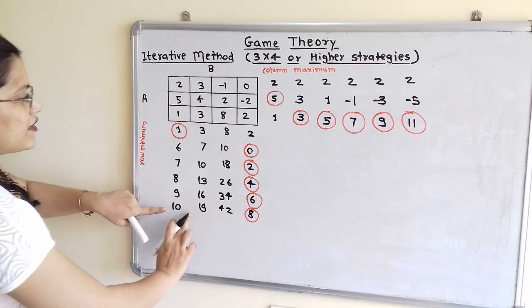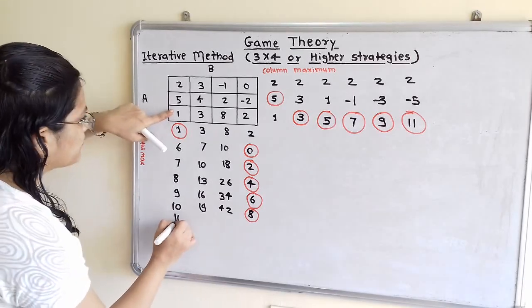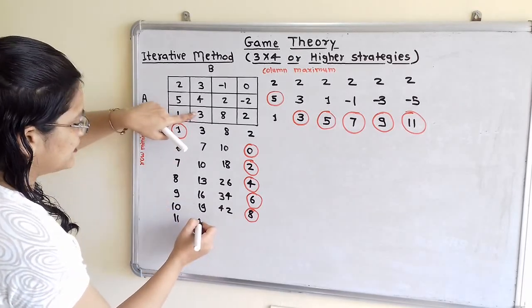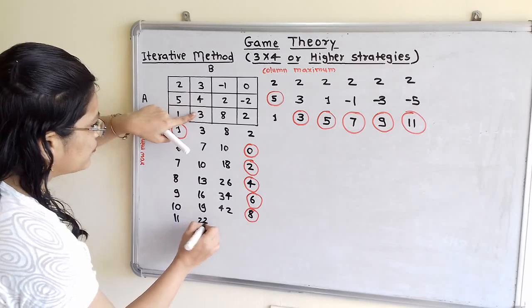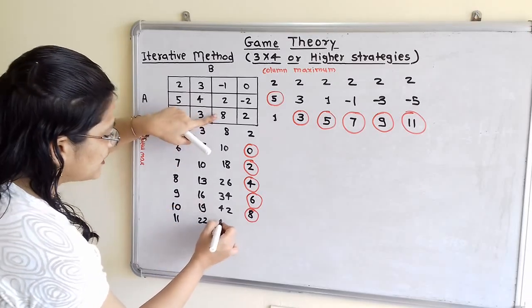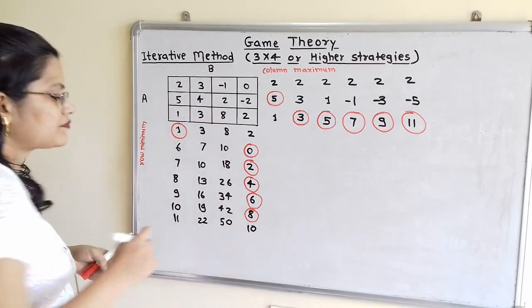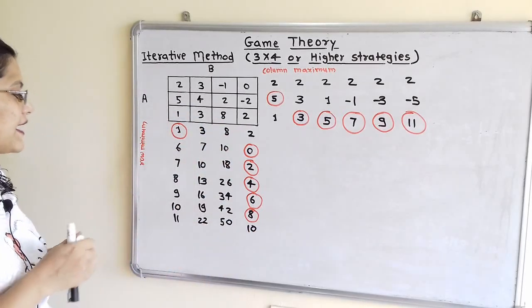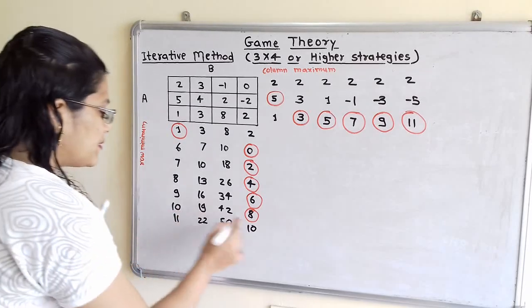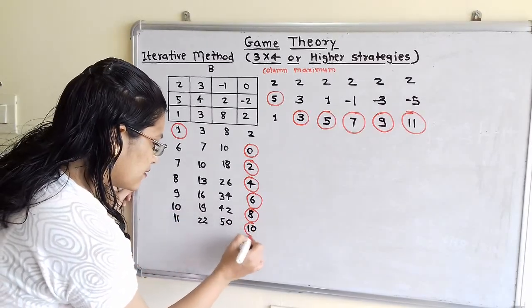So here 10 plus 1, 11. 19 plus 3, 22. 42 plus 8, 50, and 8 plus 2, 10. Again we will select the row minimum. So row minimum is 10.